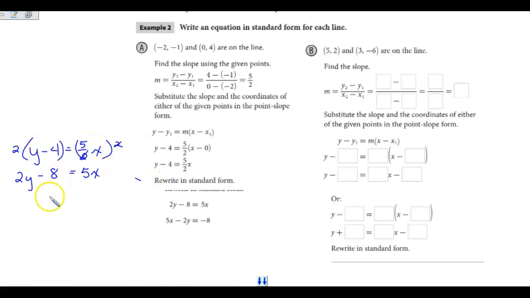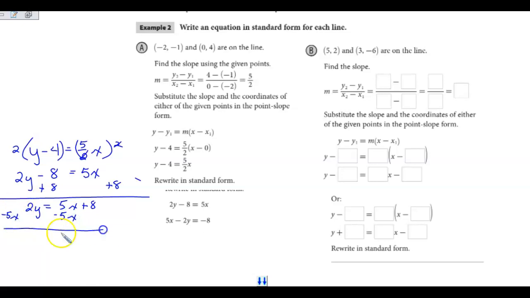Now we can very easily add our 8 to both sides. And then I get my 2y equals 5x plus 8. And now to move my 5x to the left, I'm going to subtract 5x from both sides. And so I'm going to get negative 5x plus 2y equals 8, because these cancel out. And so that's where we get this.